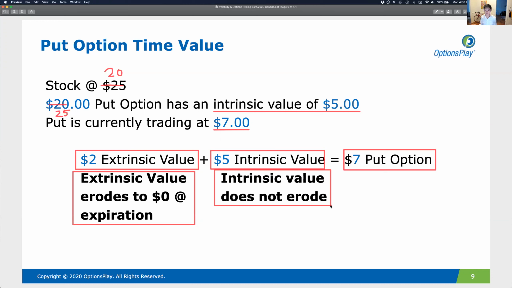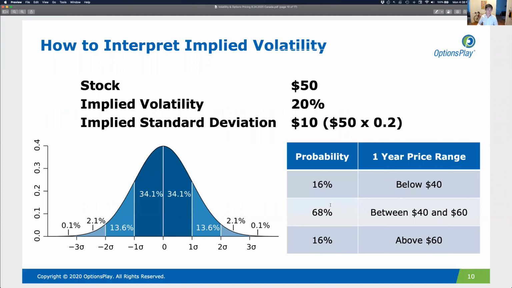And the more volatile the stock is, the higher the extrinsic value. The lower the volatility of the stock is, the lower the extrinsic value of that option.